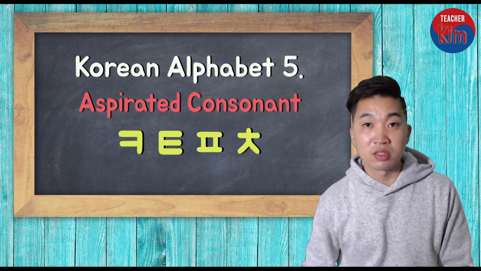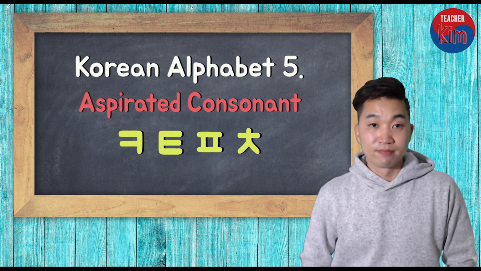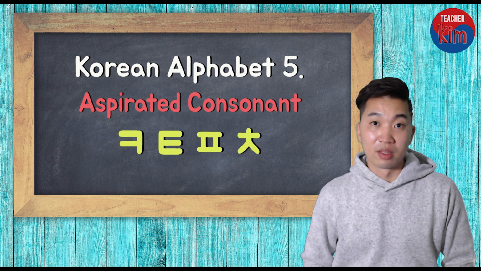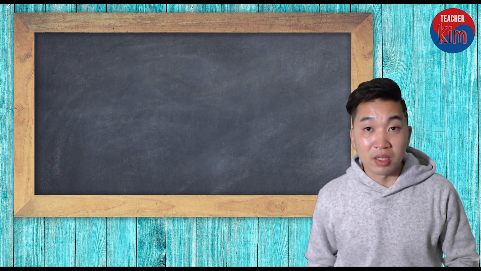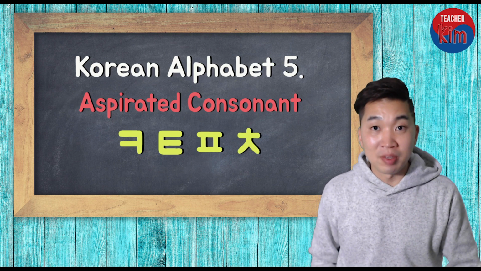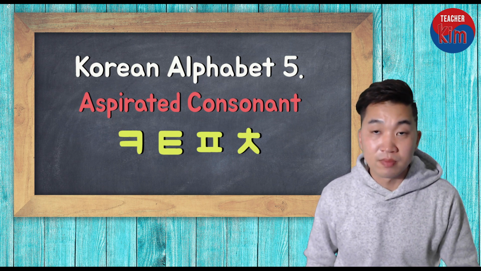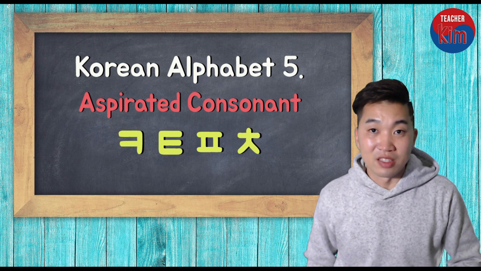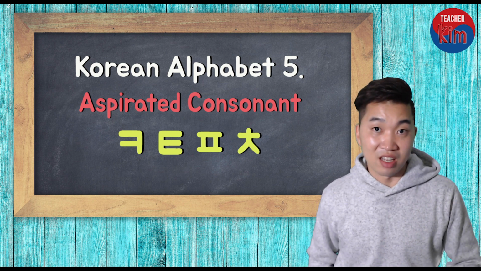If you missed previous ones, you can come to my playlist that is called Korean alphabet and try to learn from lesson 1. Before you try this lesson, I recommend you to download free writing material through the link in the description. We are learning Korean alphabets that is called Hangul. We already learned 8 basic vowels and 9 consonants so far. In this video, I'm gonna talk about aspirated consonant. Let's get started.